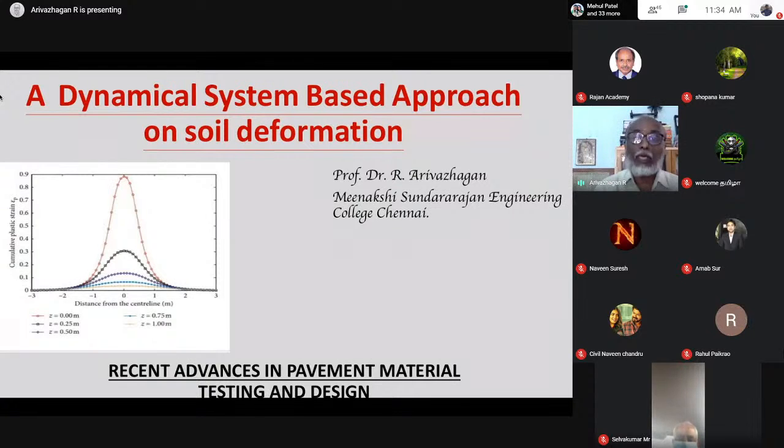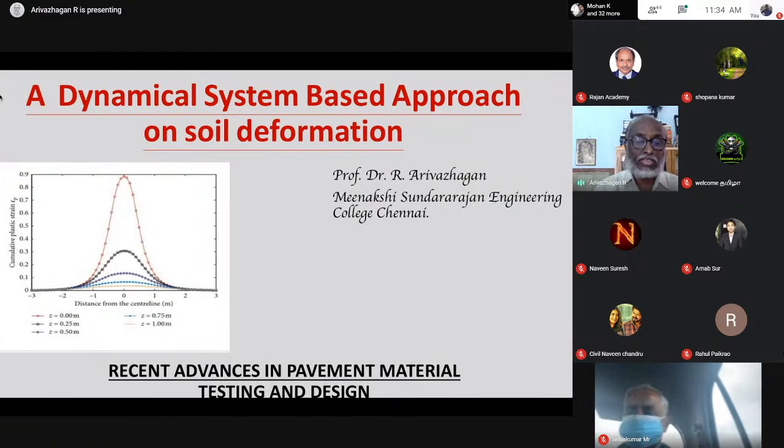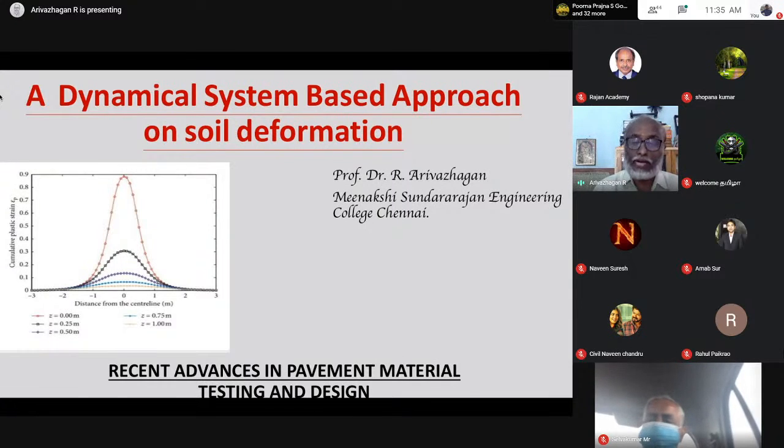The recent approach or model, that is the dynamical approach, is very useful for us to solve soil-structure interaction problems and also for the design of structures, pavements, bridges, etc. And this dynamical approach is very simple, transparent, and also has a strong physical basis. That's why it is called a phenomenological model.